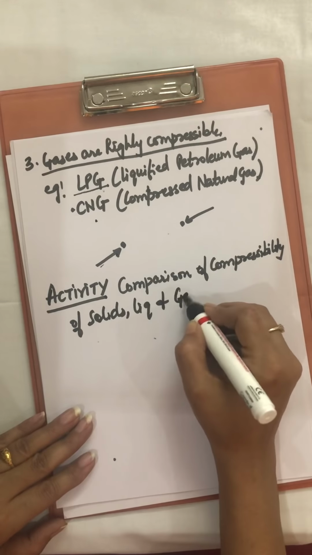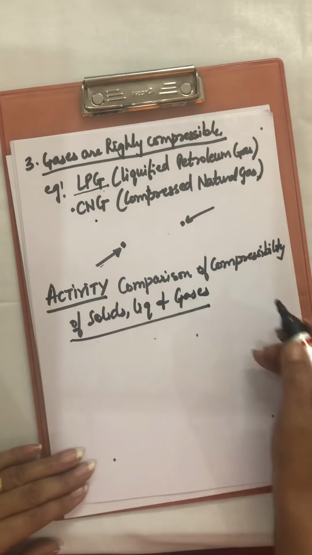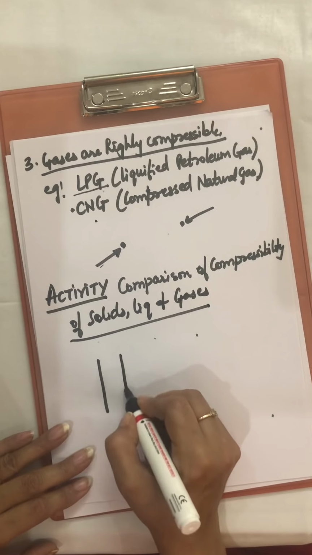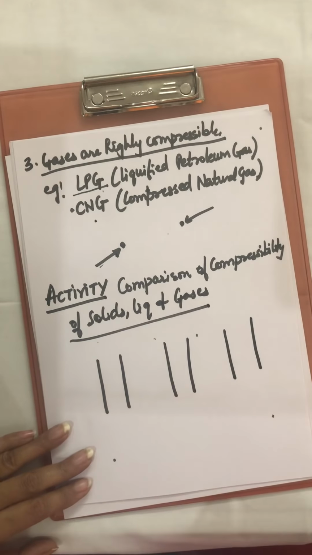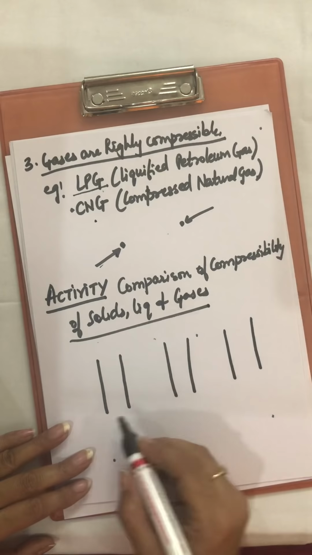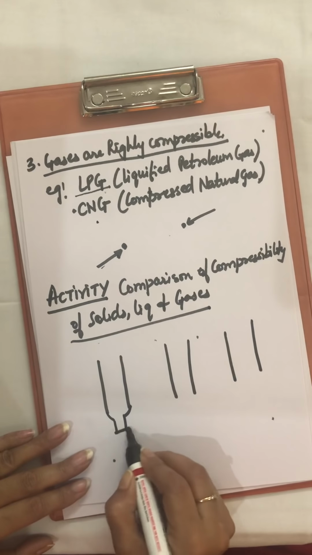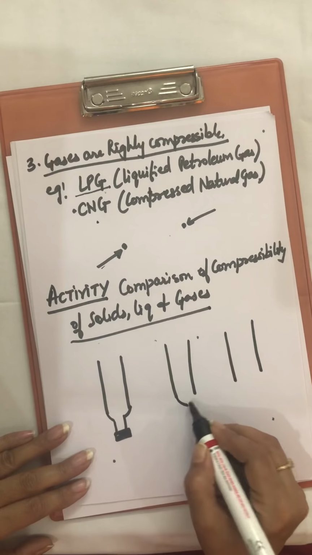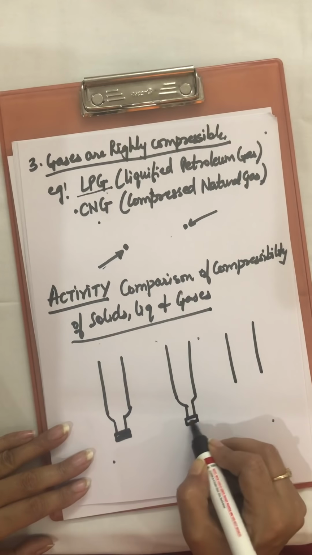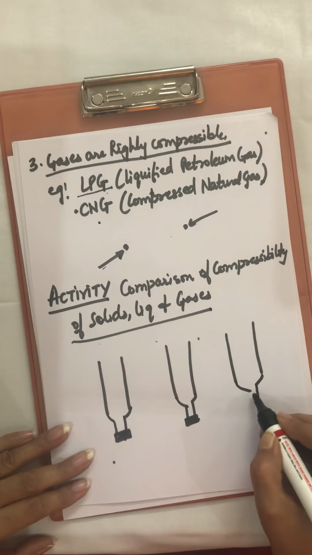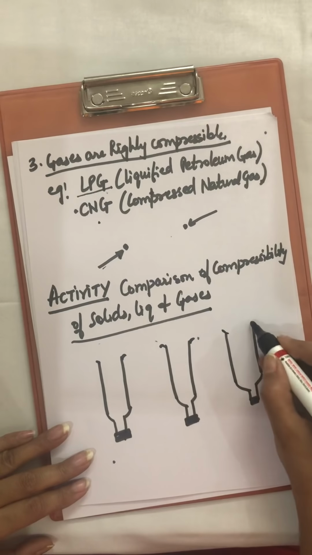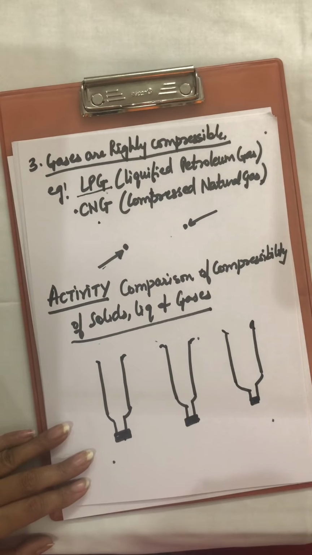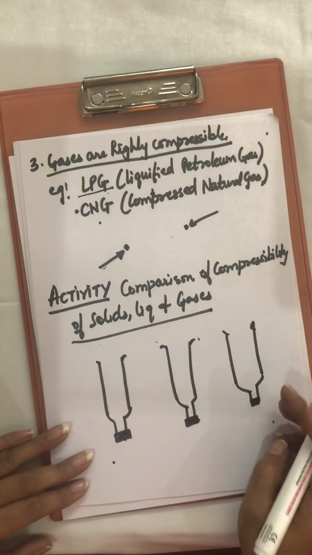For this we are taking 3 syringes, 50 ml syringes, and we close their nozzles with rubber corks. By rubber cork we are closing these syringes. These are the rubber corks. And the capacity of these syringes is 50 ml. Now we'll remove the piston from these syringes.